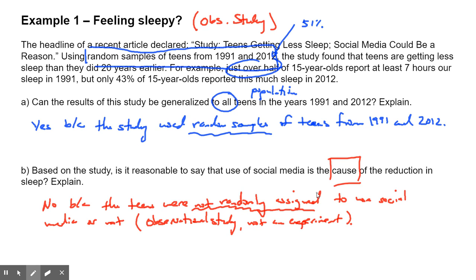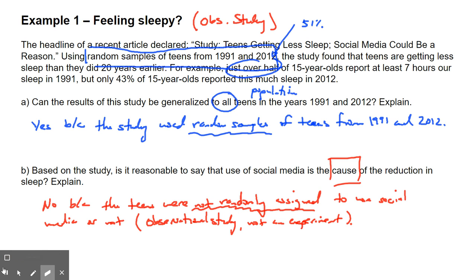So again, there was no random assignment. That would be the idea, right? If you want to see if social media causes the reduction in sleep, you create two groups. You randomly assign one to use social media and one to not use social media, and you compare their sleep, right? That would be an experiment. But again, this was just an observational study. And we learned way back in section 3.1 that observational studies are a terrible, terrible way to show cause and effect, only in experiments.